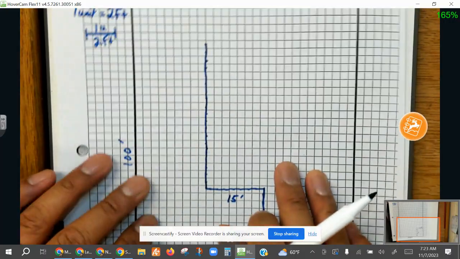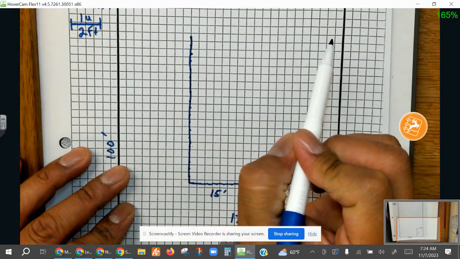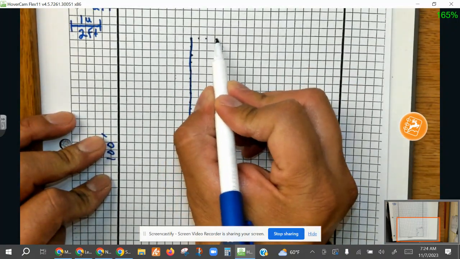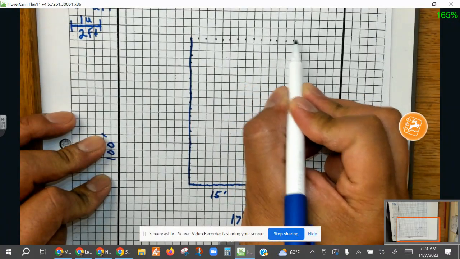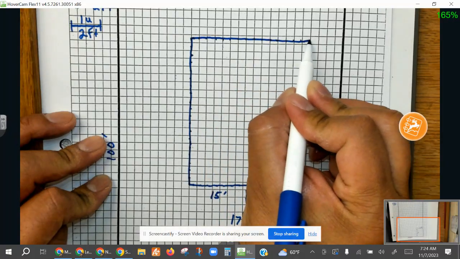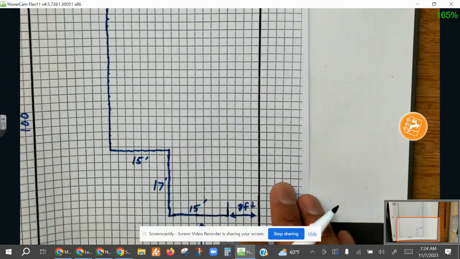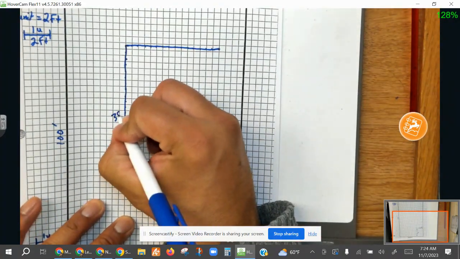And then we're going to go 30 feet. So 30, that would be 15 squares. So 1, 2, 3, 4, 5, 6, 7, 8, 9, 10, 11, 12, 13, 14, 15. There's our back part of the house. And then this side right here on the right. Okay, so this was 38 feet.